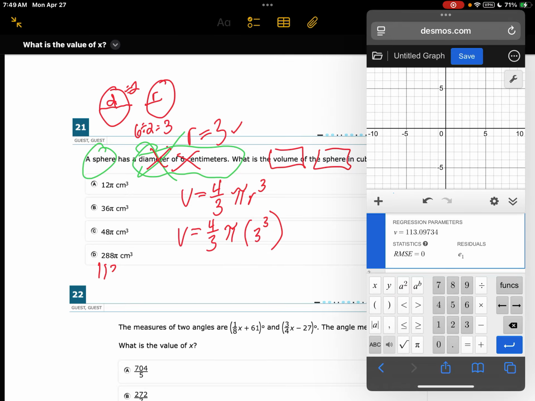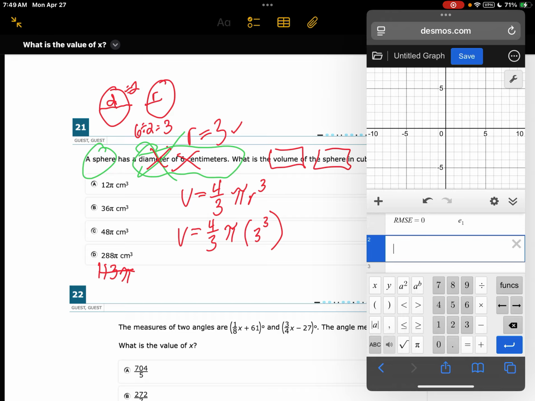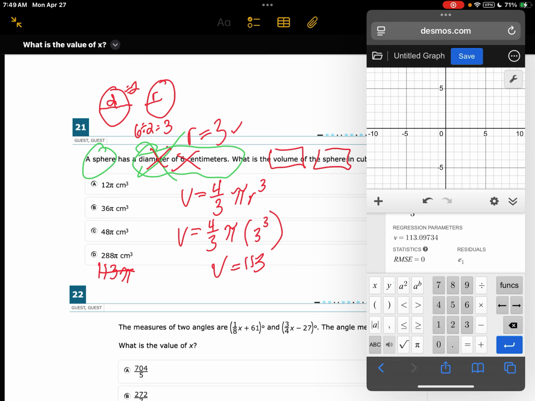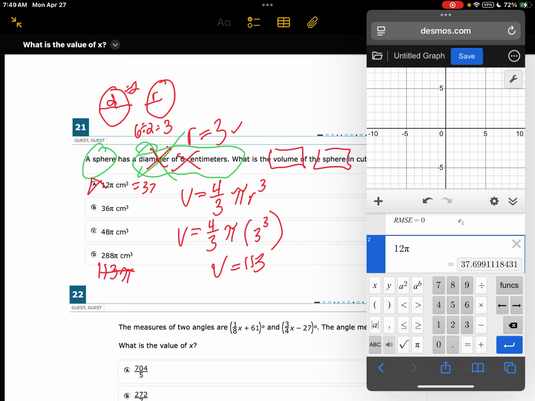Okay, and we're lucky that they didn't put that answer choice here with 1/3. We're lucky we didn't see like 113 pi, but that would not be the answer, obviously. So what you could do now is, since all my answers say a number times pi, you can just type each one in to see which one gives us the 113. So 12 times pi for letter A, I get 37, so no. Let's try 36 pi. There it is, right there.